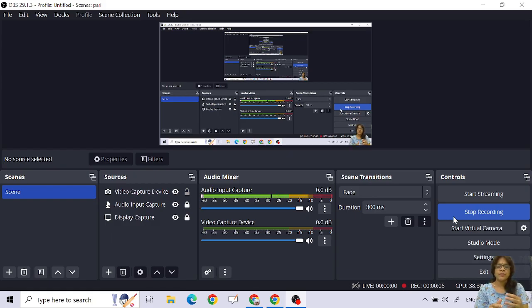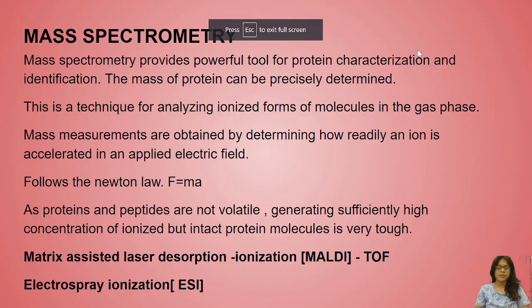Today I want to discuss the last separation technique, or last important technique, for protein characterization and detection of mass, called mass spectrometry. It is also included in the syllabus for the life sciences under postgraduation preparations. Mass spectrometry is a technique which helps you to decide the mass of a particular protein.